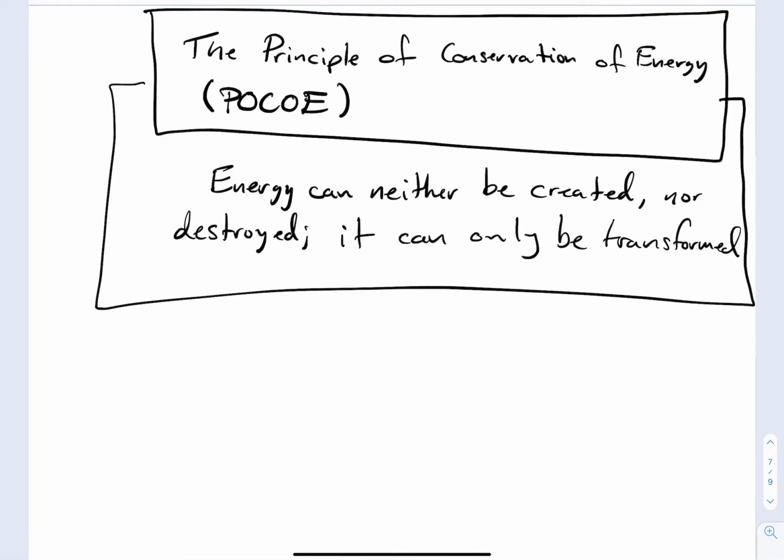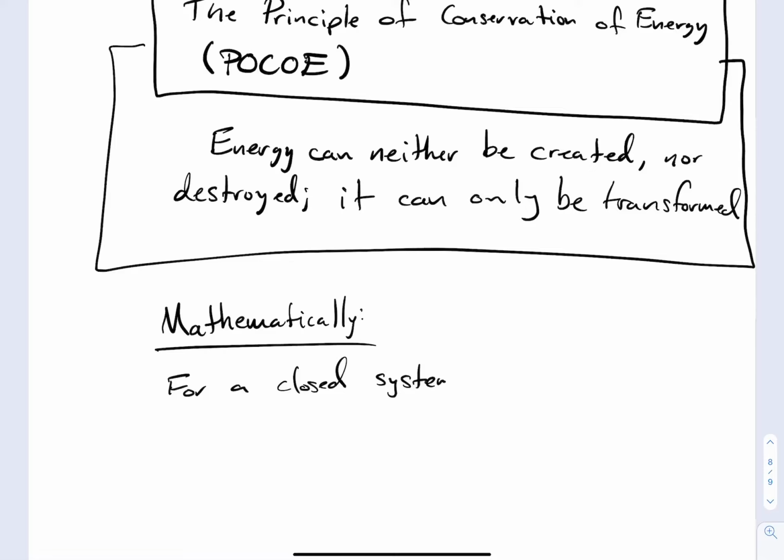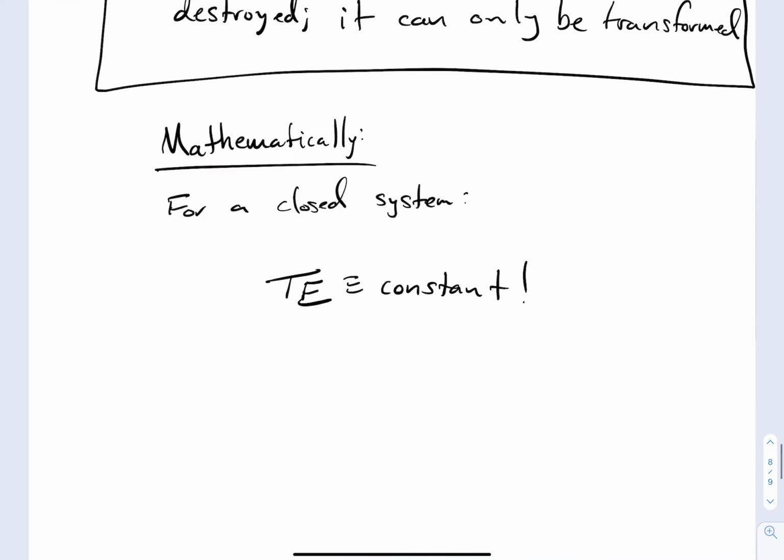So that's its statement. That's the principle itself. We'll give you the mathematical definition. All this says mathematically is that for a closed system, the total energy is constant. Mathematically we don't use exclamation points unless they're factorials. The way that we'll usually write this instead is that the total energy at any one point is always equal to the total energy at any other point for some closed system.